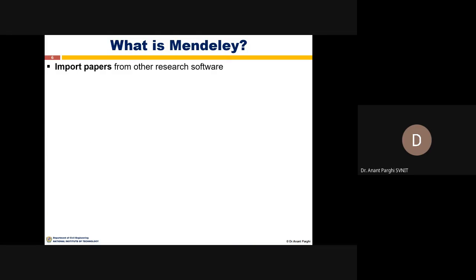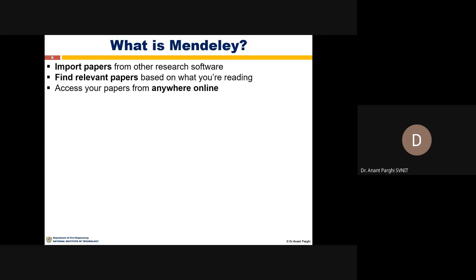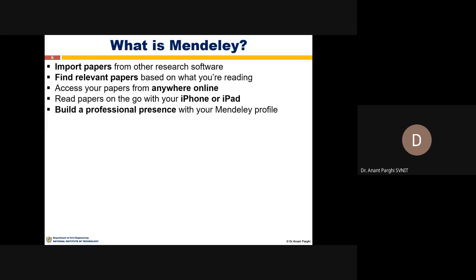So it will import the papers from other research software also, right? So find the relevant paper based on what you are reading. It will find whatever you are reading. So same area of the work and similar kind of research article, it will alert you. So read papers on the go with your iPhone also, your iPad also.